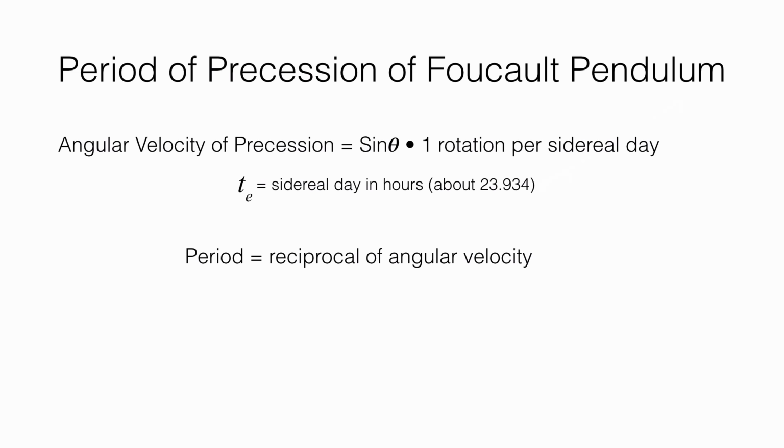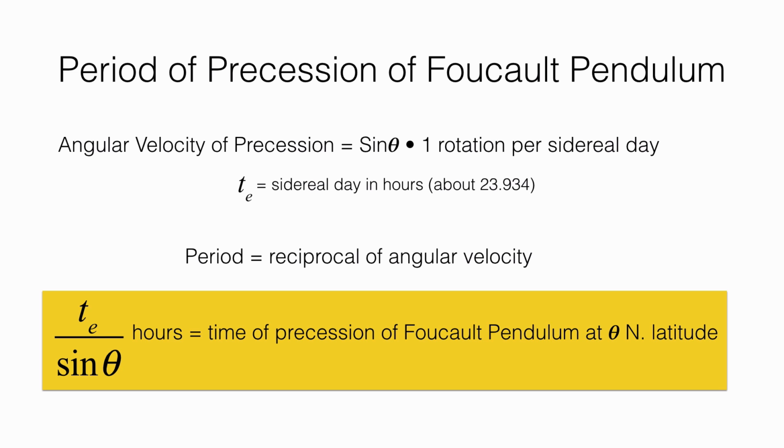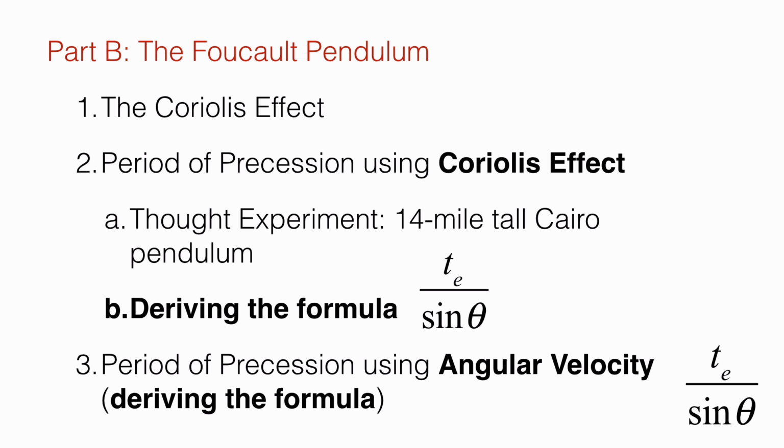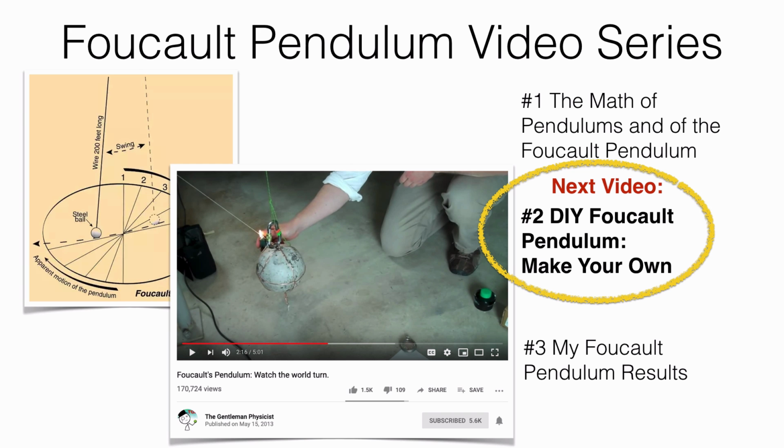How do we find the period? Well, it's essentially the reciprocal of the angular velocity. So we take that and turn it upside down, and we get T sub E, the sidereal time, divided by sine theta. Now, does this formula look familiar? It's because it's the same formula we derived when we used the Coriolis effect. So I think this is fascinating, that doing a little thought experiment using the Coriolis effect, we end up with the exact same formula as using angular velocity vectors. So that was the math of the Foucault pendulum.